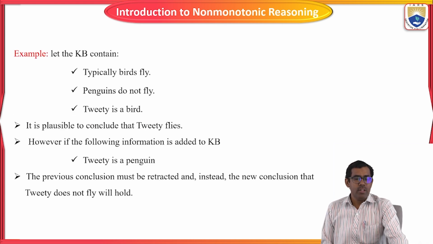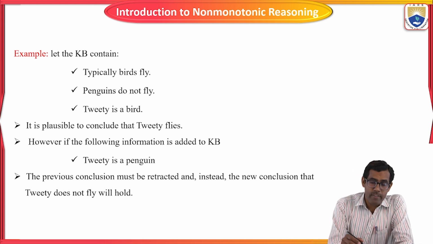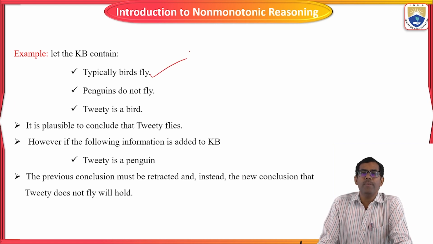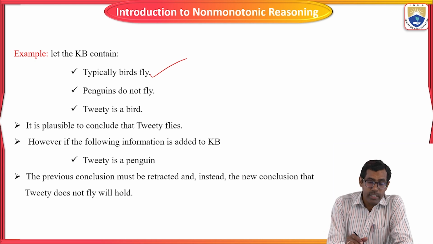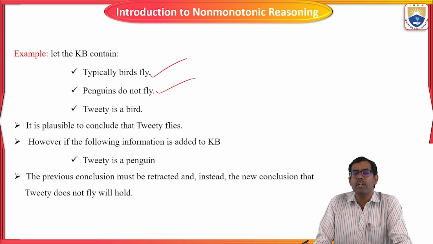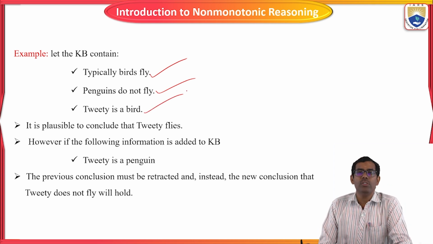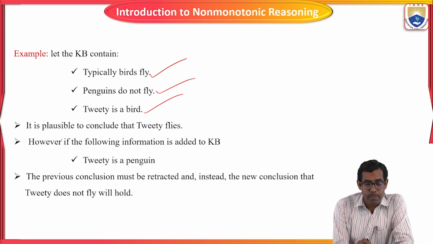Right, so the example. This one is the best example for non-monotonic reasoning. The first example is typically a bird can fly. Everyone knows that birds fly in the sky, right? The next one is a penguin does not fly. The penguin is always in the water, it can't fly. So here Tweety is a bird. Everyone knows that Tweety is a bird, but we can't say that of any animal. So it is plausible to conclude that Tweety flies.